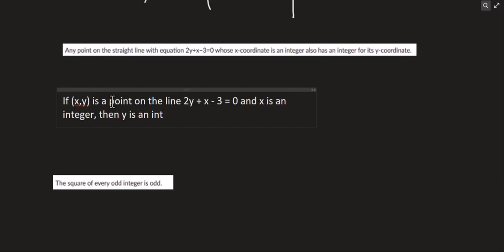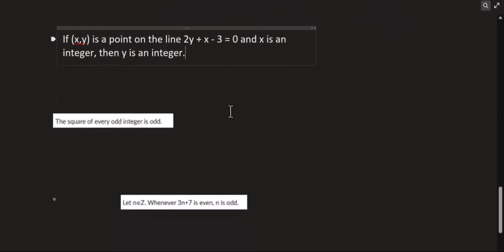So let's see why this is the case. So it's saying that any point on the straight line whose x-coordinate is an integer. So that's our background, that's our if part. It has to be a point on the line, so if it's a point on the line, and the x-coordinate has to be an integer, so x is an integer. Then it also has an integer for its y coordinate, so the conclusion is that y is an integer.